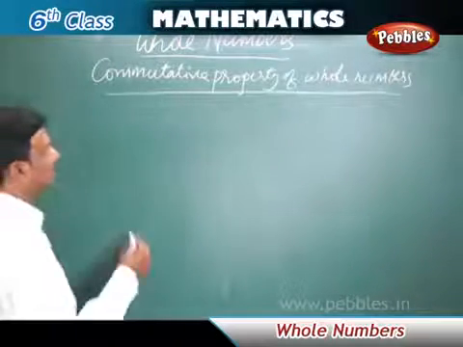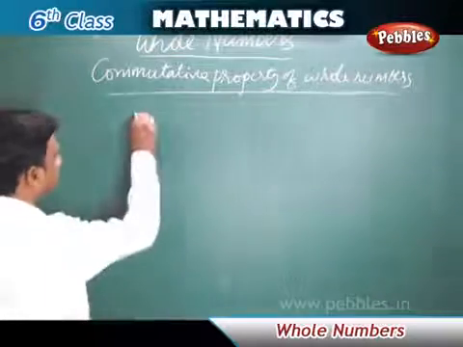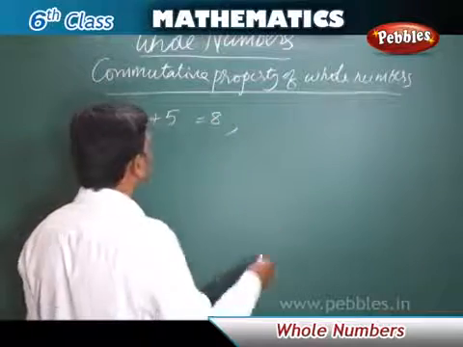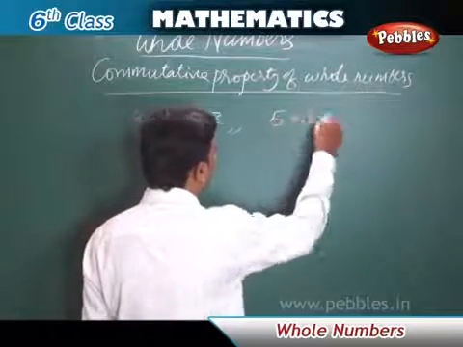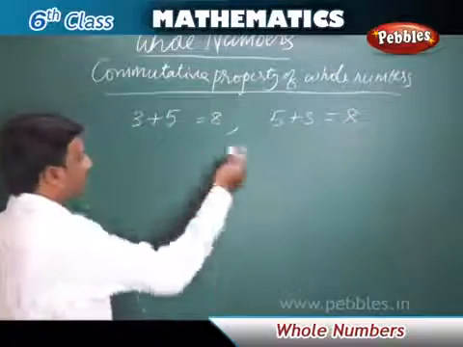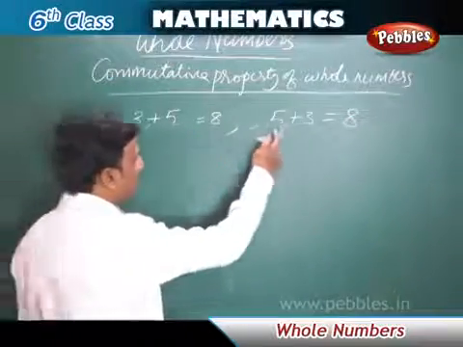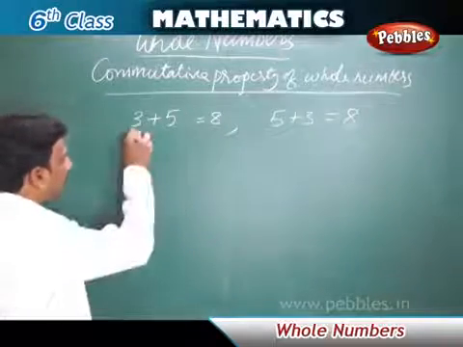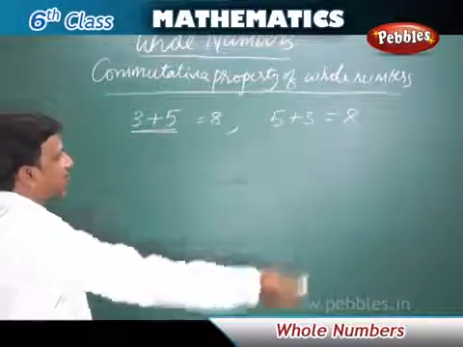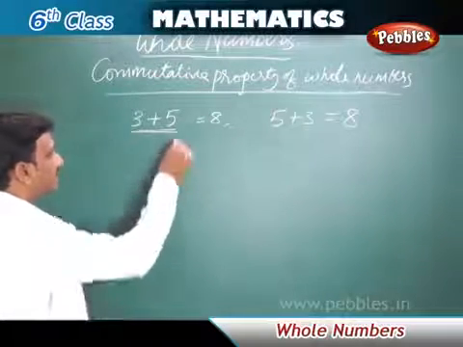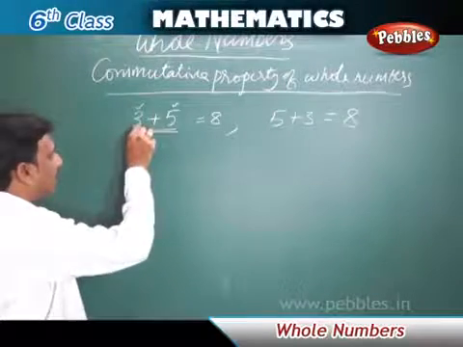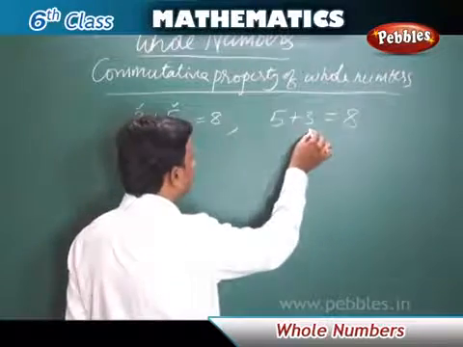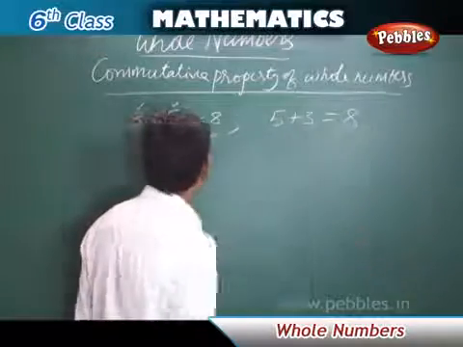Now let us look at the commutative property of whole numbers. Say for example 3 plus 5 equal to 8. In the same way 5 plus 3 equal to 8. So here we have 2 examples. 3 plus 5 equal to 8 and 5 plus 3 equal to 8. So what is the difference? Here the order of this whole number pair is changed. The rest is same because the numbers are same but the order is changed. Here 3 plus 5, here 5 plus 3. But the result is same.